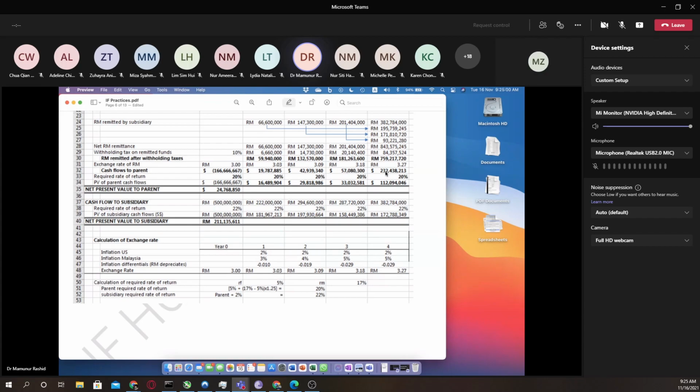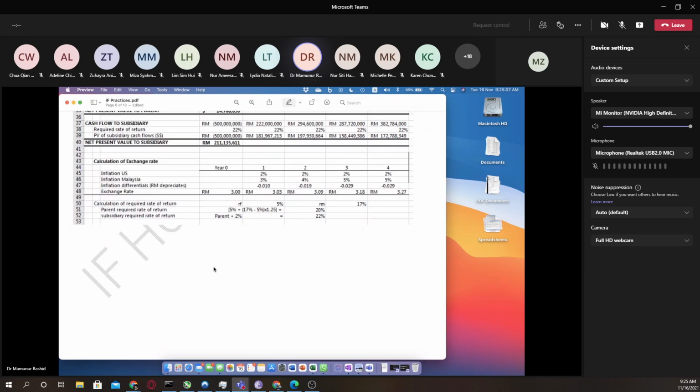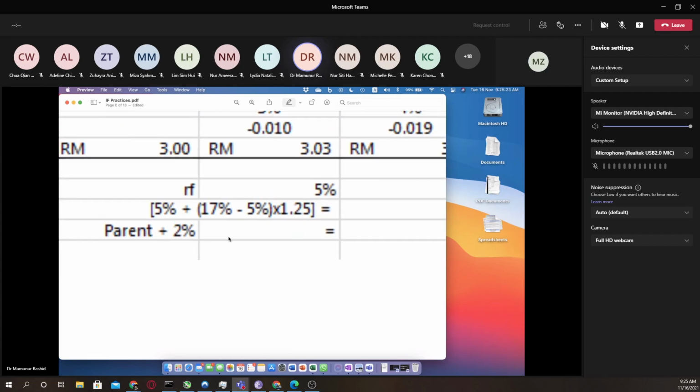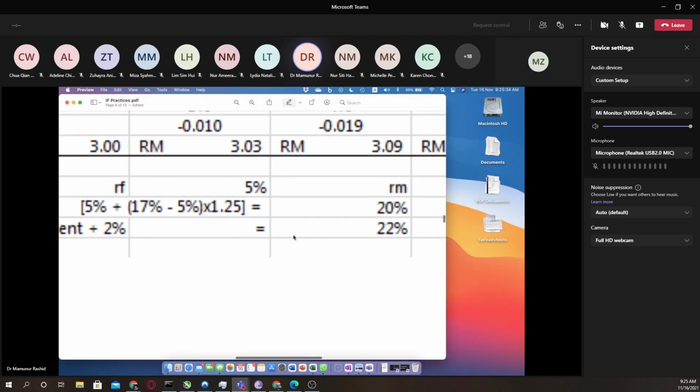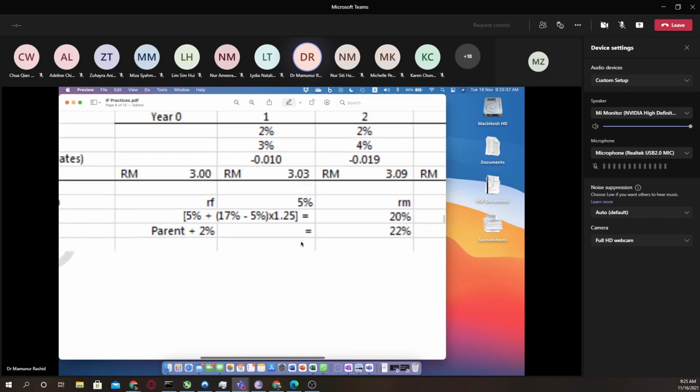The required rate of return for this project needs to be calculated. Required rate of return, remember, means cost of capital needs to be calculated. How do you calculate this? Your risk-free rate of return is 5%. Return of the market is 17%. So we use CAPM. Let me maximize it a bit. Risk-free rate 5% plus the market return 17% minus the risk-free rate 5%, multiplied by beta, which is 1.25. So 20% is the cost of capital. And this is for the mother company. But for Malaysia, you need to consider 2% extra. So 20% plus 2% is 22% for the Malaysian cost of capital.